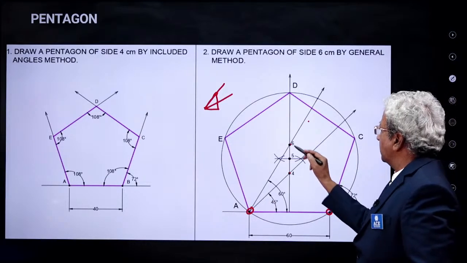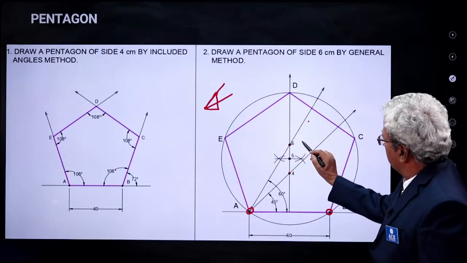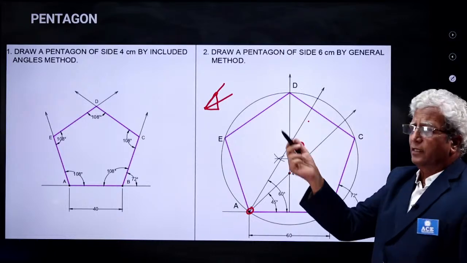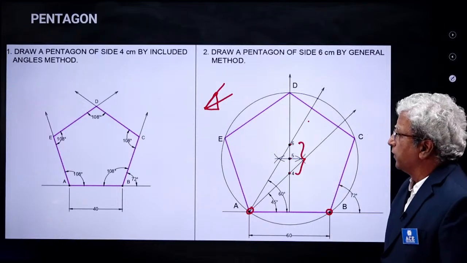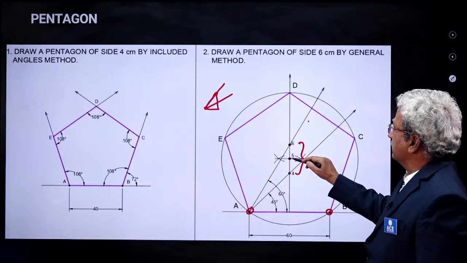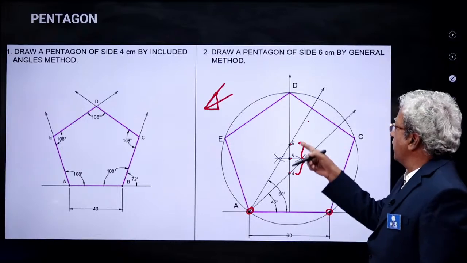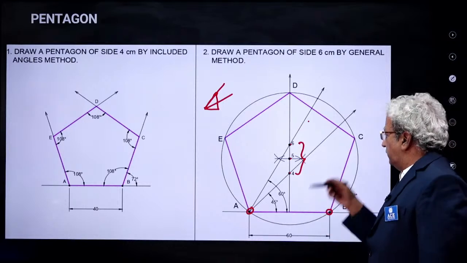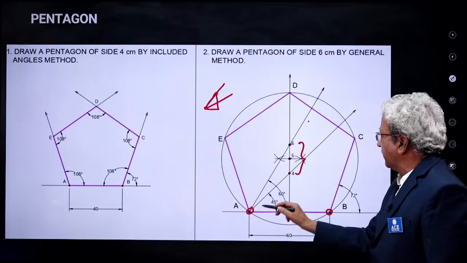Therefore, you mark them as 4 and 6, and you bisect this distance between 4 and 6. You know how to bisect a line, right? Then you get the midpoint, point 5. I called this 4 and this 6, therefore I call this 5. Why do I call this 4 and this 6? This 4 is through the 45 degrees line.